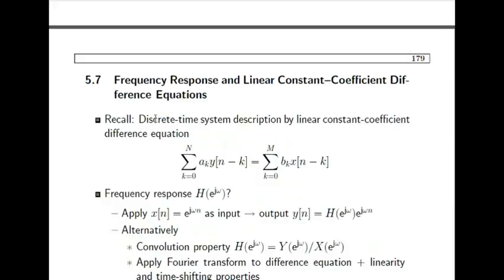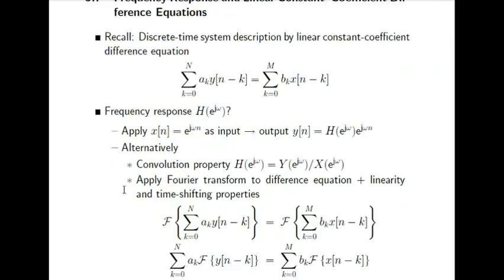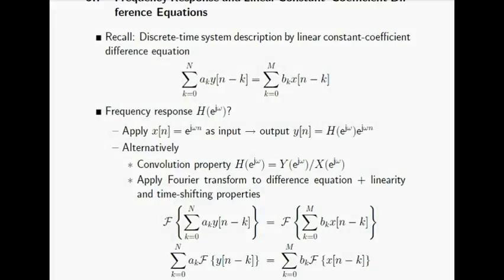Now let's see the last topic in this unit, which is frequency response and linear constant coefficient difference equations. Recall the discrete time system description by linear constant coefficient difference equations from unit 1. If we are talking about the frequency response H(e^{jω}), apply x(n) as e^{jωn} as input, and our output y(n) will be H(e^{jω}) times e^{jωn}. Alternatively, with the convolution property, H(e^{jω}) will be Y(e^{jω}) upon X(e^{jω}).